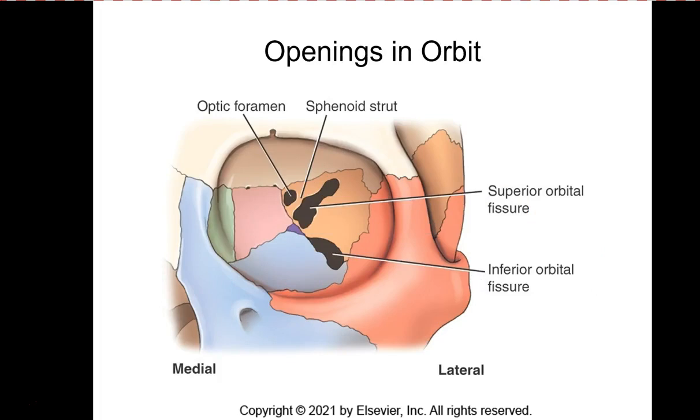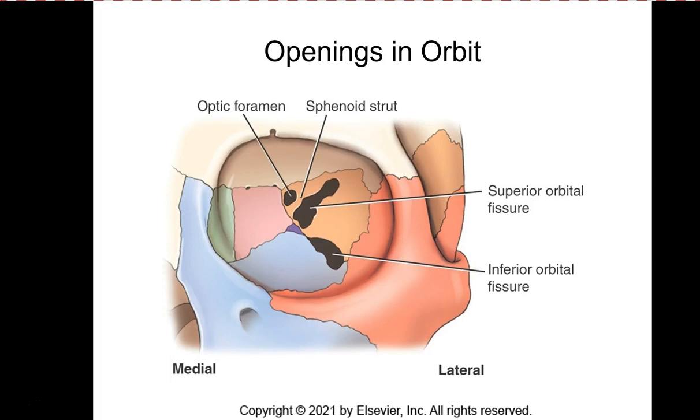Okay, so we're going to talk about the openings in the orbit. I'm not going to test you on these openings, but this is just information that was in your text, so we'll talk about it briefly. Each orbit contains 3 holes or openings in the posterior aspect of the orbit. And these openings provide for passage of specific cranial nerves.